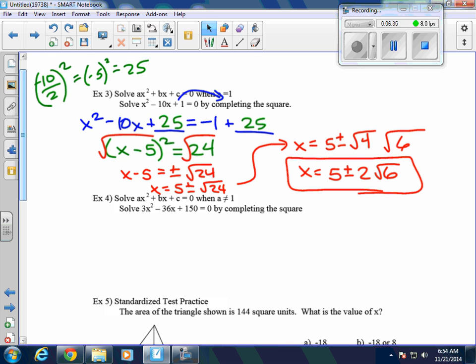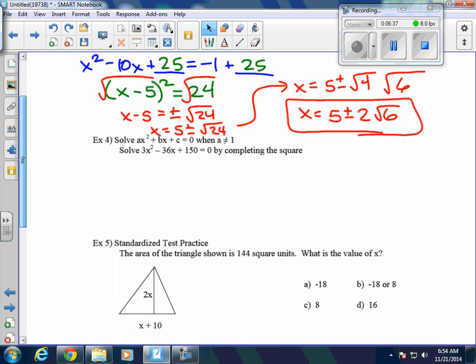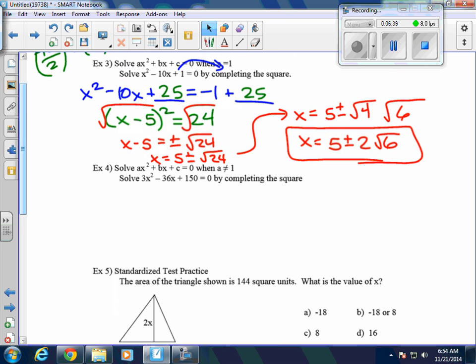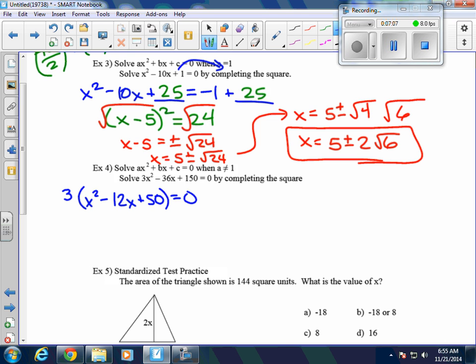The next thing we're going to talk about, we're going to look at example 4. Now notice this time the leading coefficient is not 1. To complete the square, your leading coefficient must always be 1. So what we're going to do first is factor out a 3. So if we take a 3 out of everything, it's going to look like that.